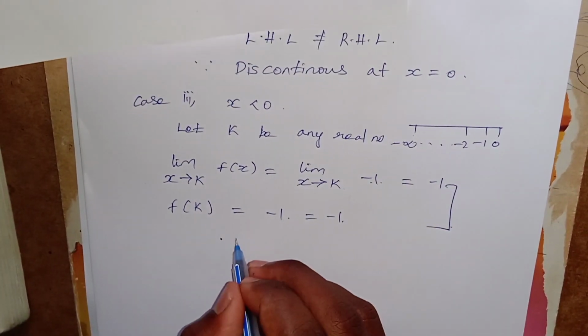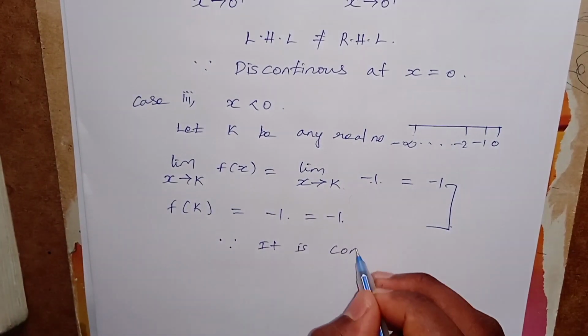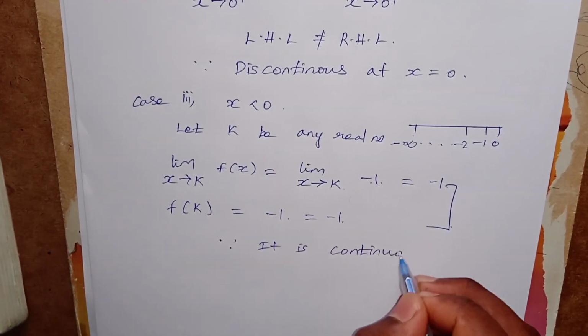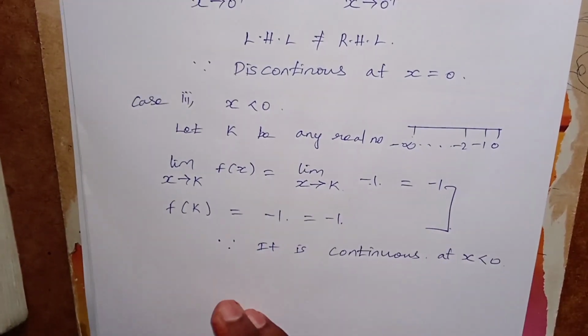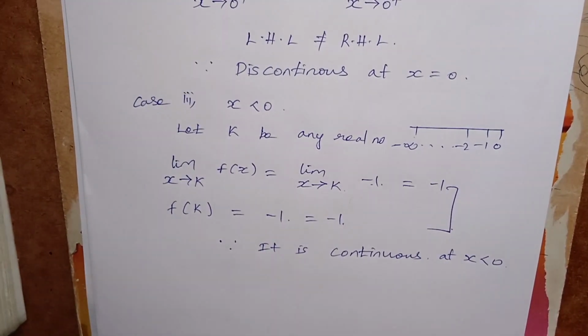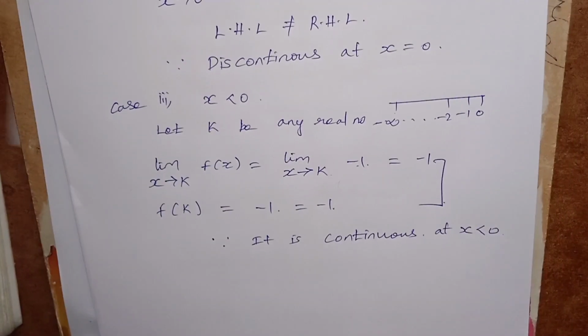Here the given function is continuous. The given function is continuous at x less than 0. I hope you all understood question number 8.